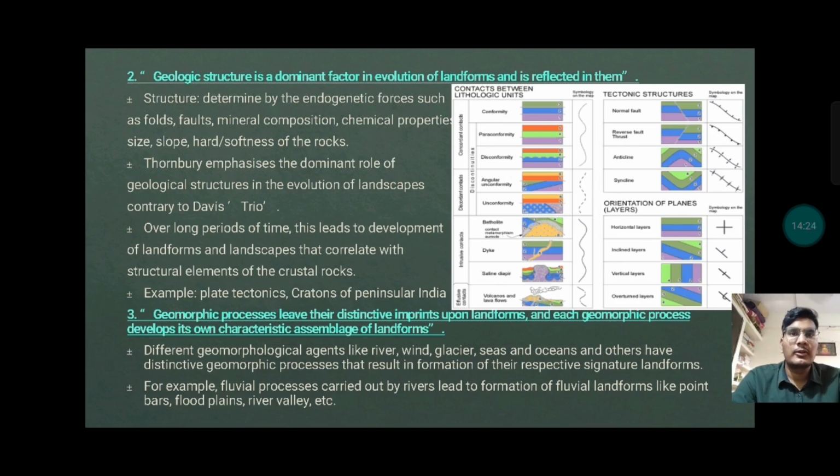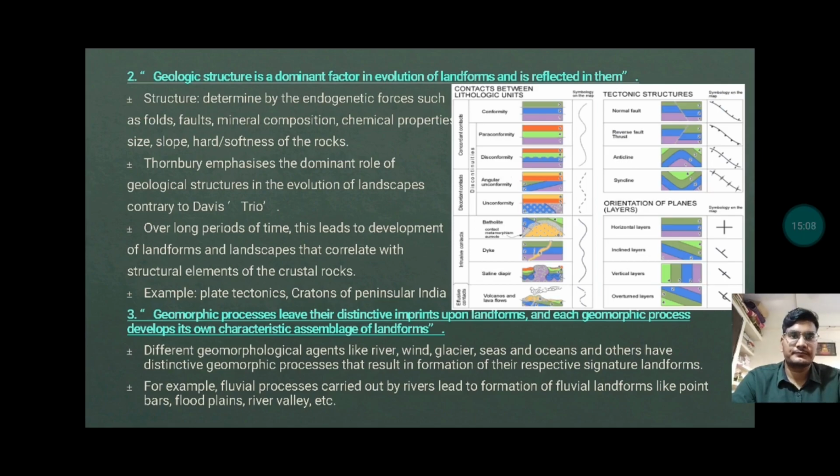So these cratons and particular geological structures actually determine what kind of landforms have been developed in the particular area. Okay, I have given a table where you can find different kinds of determinants. One is regarding contact between lithological units. Second, what tectonic structures can be developed, and third is the orientation of the layers or orientation of the planes. So you can understand in a deeper way if you go through this table.